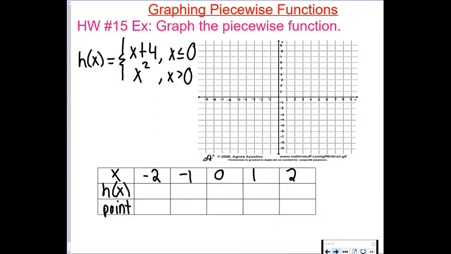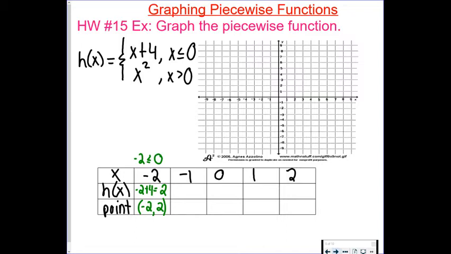Number 15. h of x equals x plus 4, where x is less than or equal to 0, and x squared where x is greater than 0. So again, I've got some x values. I'm going to plug it into the equation, find what my point has to be, and then plot it on my graph. If x is negative 2, which interval does that fit into? Right, the top one. Negative 2 is less than or equal to 0. So I'm going to plug in negative 2 into my function. Negative 2 plus 4 is 2, and there's my ordered pair. Negative 2, comma 2.